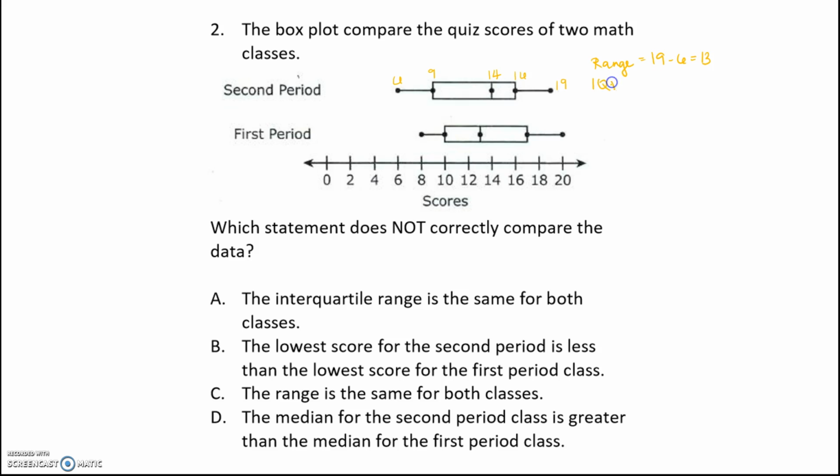My interquartile range is quartile 3, 16, minus quartile 1, 16 minus 9 is 7. Okay, now we're going to do the second box plot. So we have our minimum is 8, quartile 1 is 10, median is 13, quartile 3 is 17, maximum is 20. So range is 20 minus 8 is 12, and interquartile range 17 minus 10 is 7. Go ahead and solve the rest.